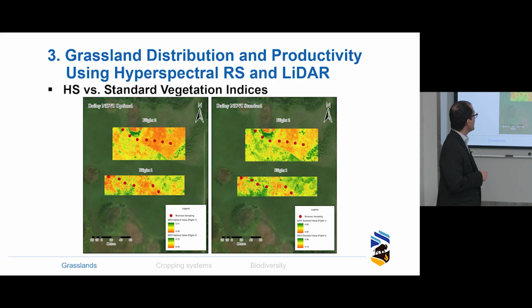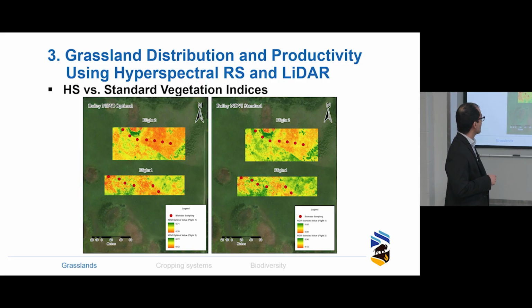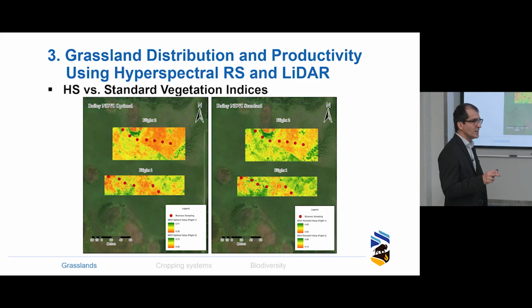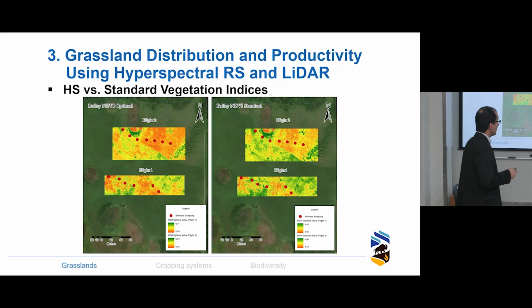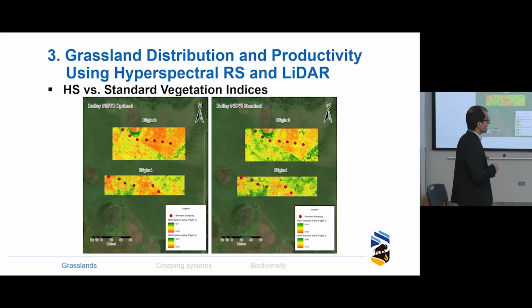So you can already see here there's some difference in the images, right? This is not an apples to apples comparison because you have to kind of get those scales to the same range. So it's a little bit different. The colors don't mean the same thing in both pictures. But you can already see there are some differences here. And the red dots are actually the biomass samples.